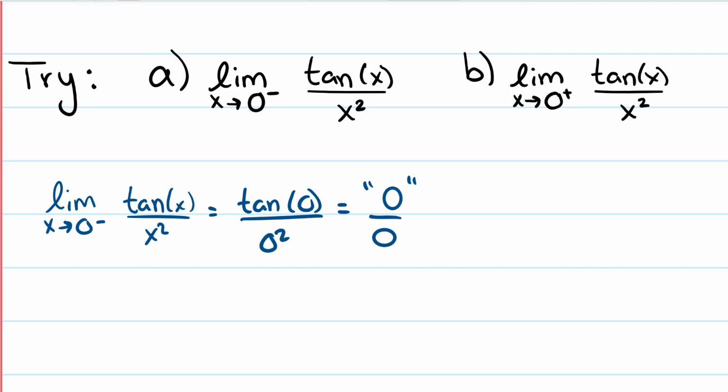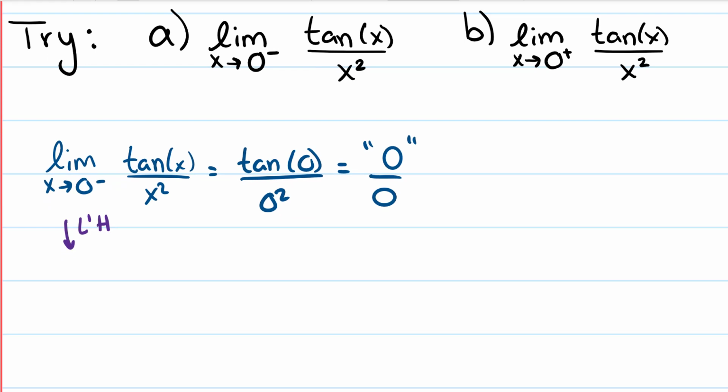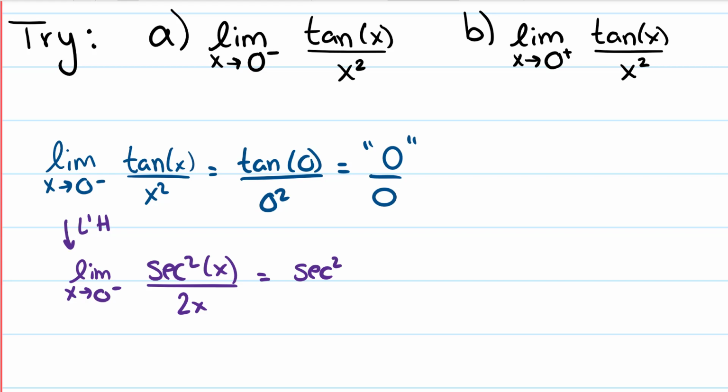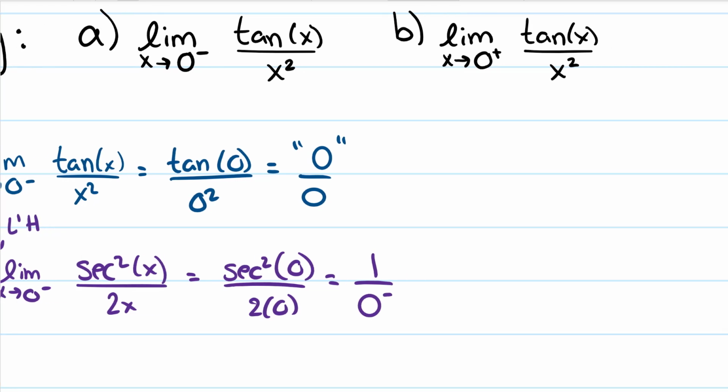So we're going to use L'Hopital's rule, and we get that this is the limit as x approaches 0 from the left of secant squared x over 2x, and this is going to be secant squared 0 over 2 times 0, which is going to be 1 over 0 from the left. That tells us a little bit. That tells us we're either going to go to infinity or negative infinity, but we need to really look at a graph just to make sure.